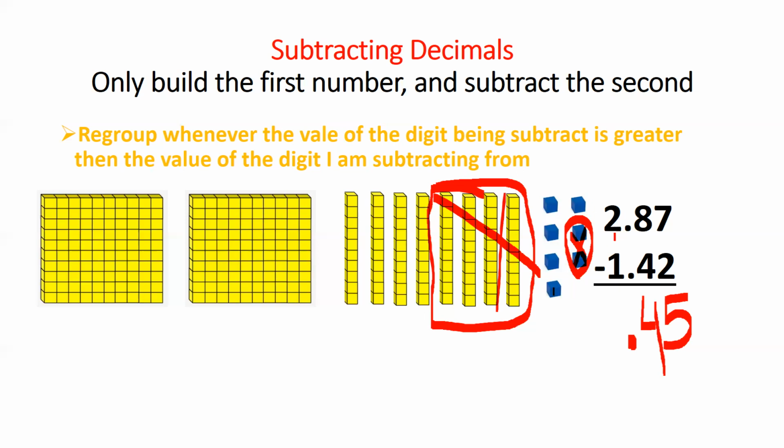And then here, 2 in the ones place, you take out 1. So you would take out this one whole. So how many wholes are left? Only 1 whole left. So you write down 1. So the final answer for this one is 1 and 45 hundredths for the subtraction of decimals.